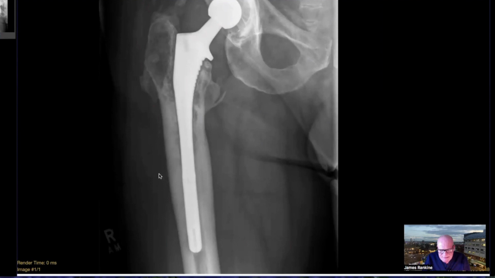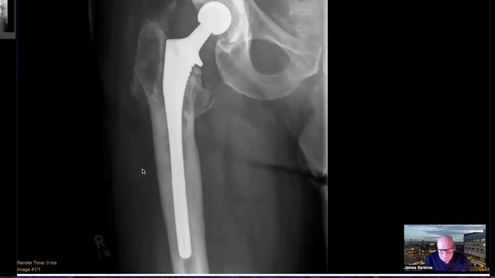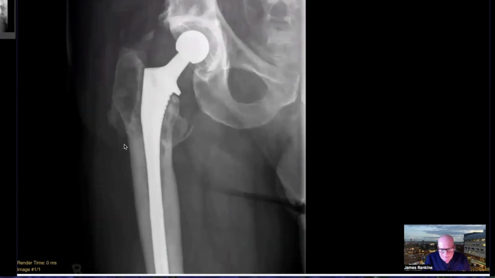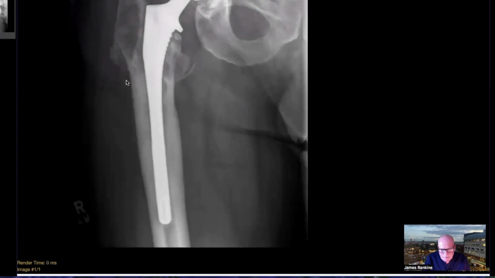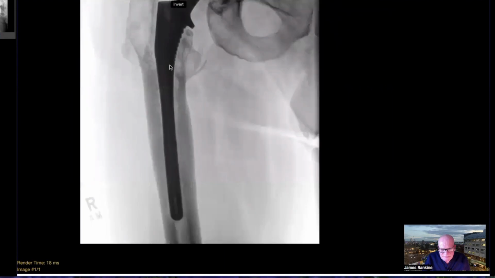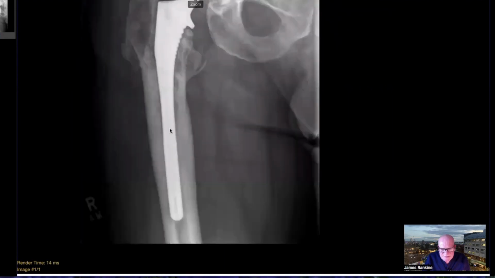There's no cement. This is a cementless replacement. Obviously, there's cement here around the acetabular component, but not around the femoral component. And did you spot anything else? Well, I don't know if inverting that helps very much, but can you see there's a lucency running across the prosthesis here?